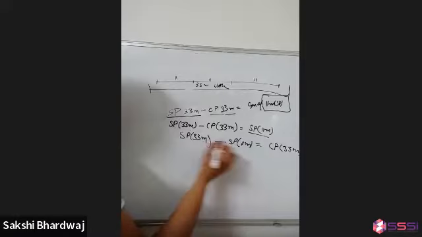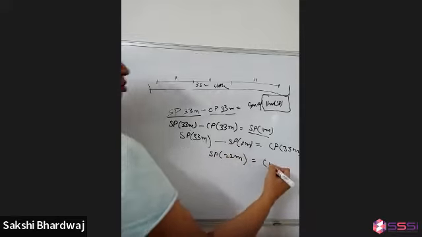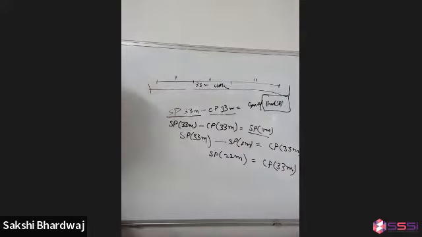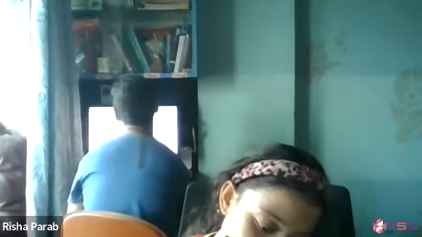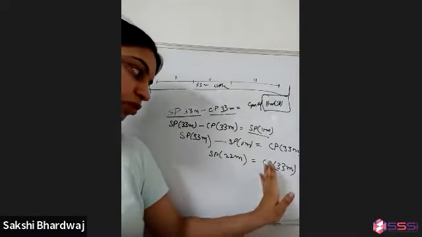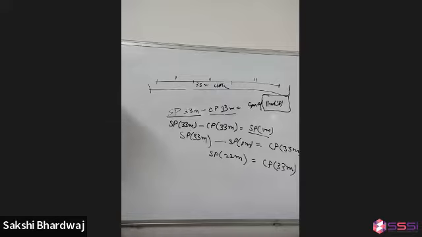Okay? Yes. So selling price of 33 minus 11, that is SP of 22 meter, equals cost price of 33 meter. Right? Now the selling price of 22 meter is equal to cost price of 33 meter. So the difference is of 10, or 11? 11, right?